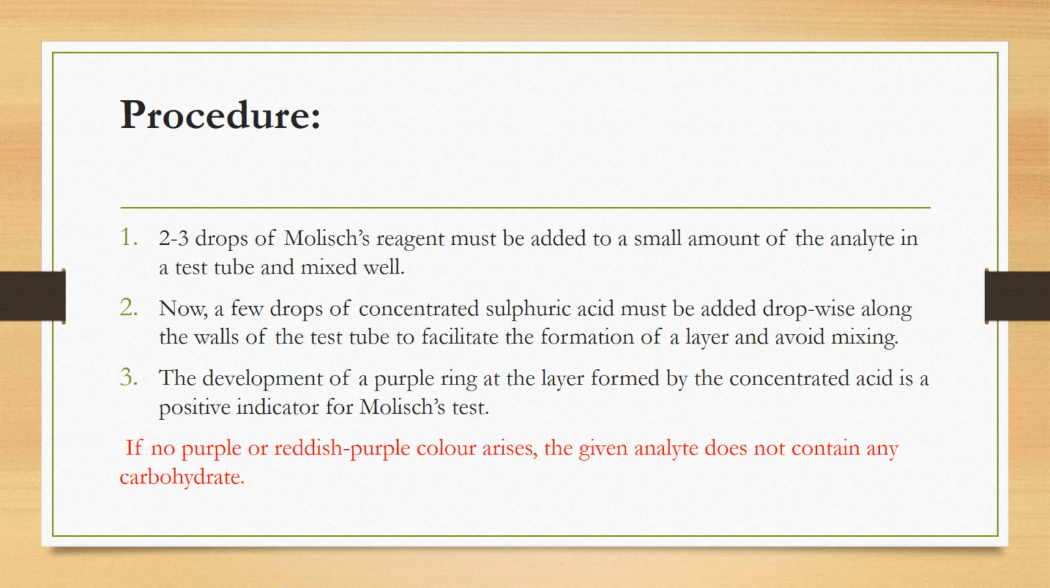Number 3, the development of a purple ring at the layer formed by the concentrated acid is a positive indicator for Molisch test. So that means when the purple ring appears or forms, it's a positive result for Molisch test. And also that means there is a carbohydrate inside the sample.